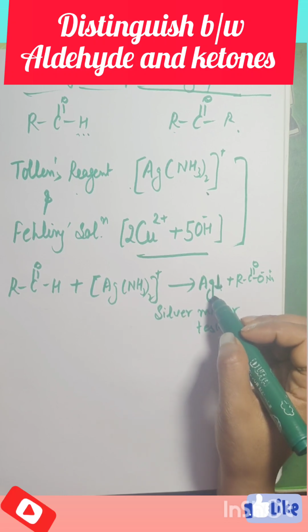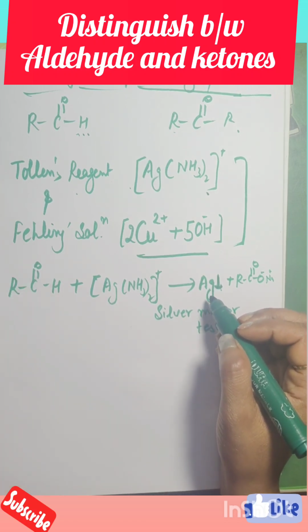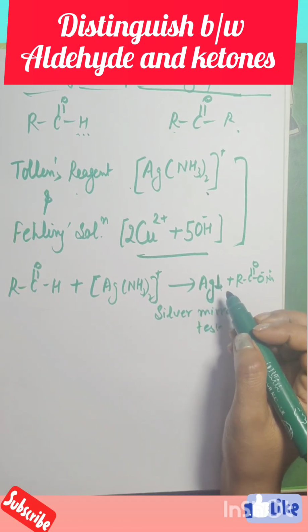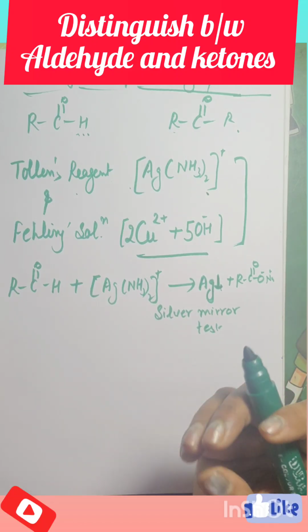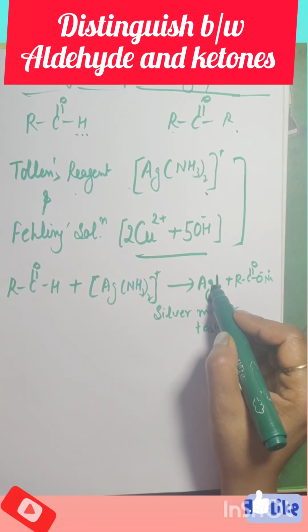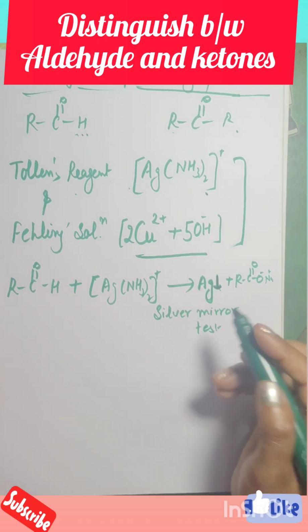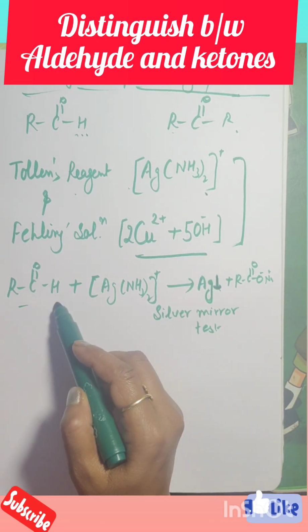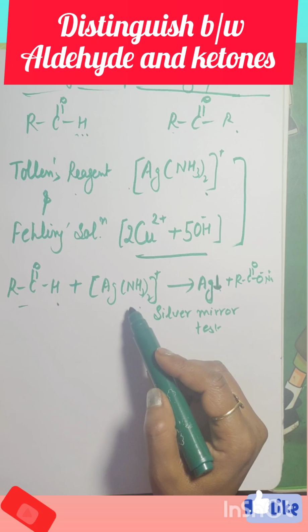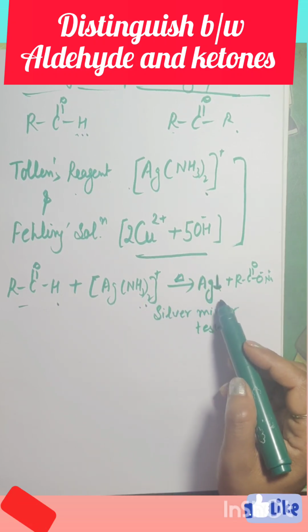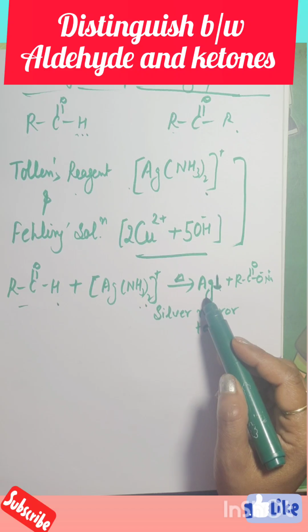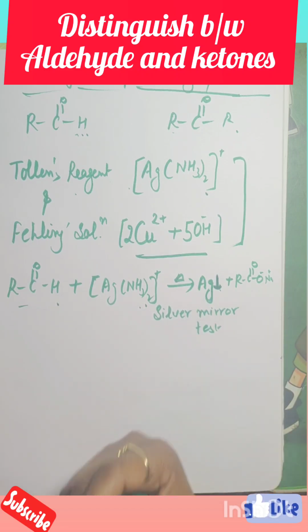You find your test tube starts glowing as silver is deposited from inside, and you can see your image in that test tube. As silver is deposited, it starts shining. When you heat with ammoniacal silver nitrate, which is Tollens reagent, your test tube starts glowing due to deposition of silver on the inner walls of the test tube.